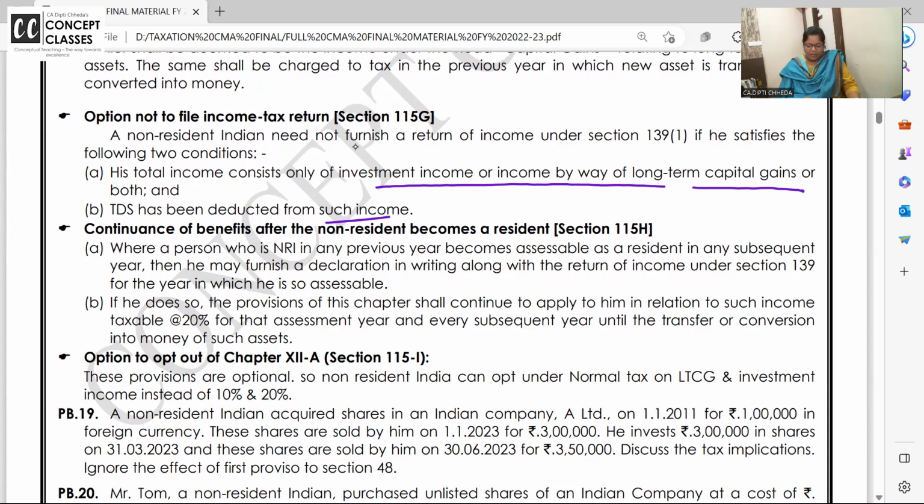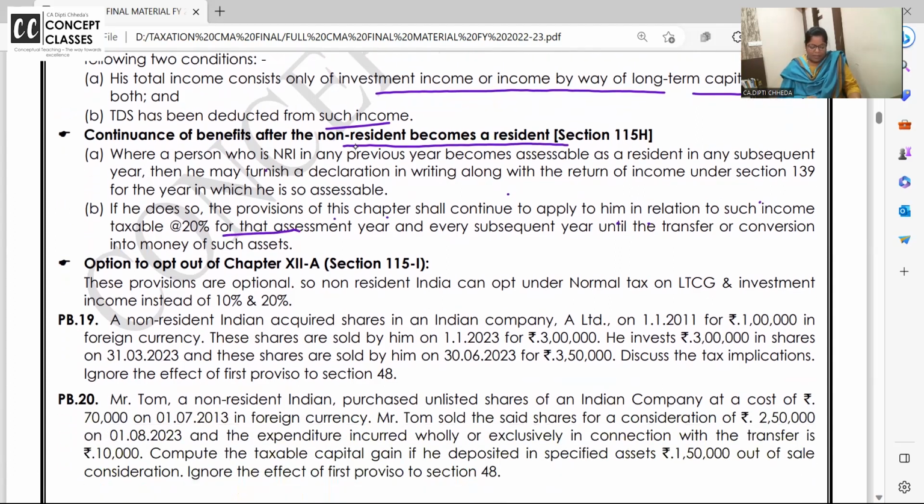India. Okay, once the non-resident becomes resident, can he continue with these specified rates, that is, will the income be taxable at 20% or the other 10%? Yes. Where a person who is an NRI becomes assessable as resident in a subsequent year, he may furnish a declaration in writing along with the return. And if he does so, the provisions of this chapter shall continue to apply to him in relation to the 20% or 10% rates exactly like this.